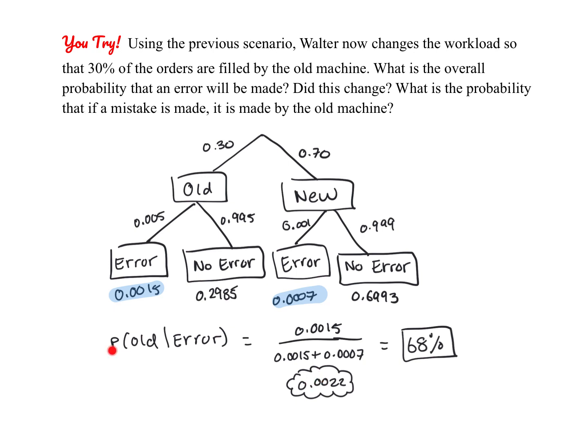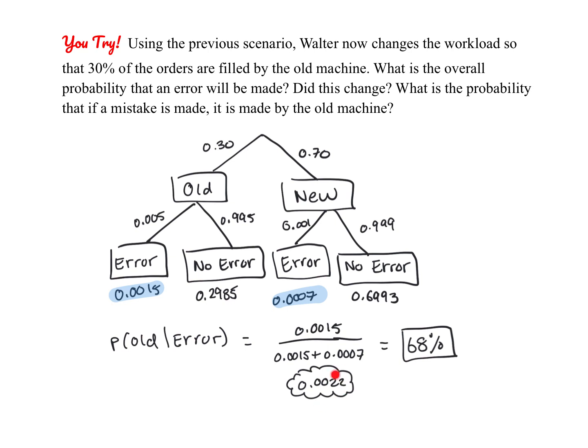And to find the probability that if an error was made, that it was made by the old machine. So remember, we do the probability of the total of making an error. So you add up these two. And then the numerator is the probability that it is old and an error. And we got that by multiplying these two individual probabilities. So then here we get a 68% chance. So in this case, it's a little bit more likely that it was in fact from the old machine.